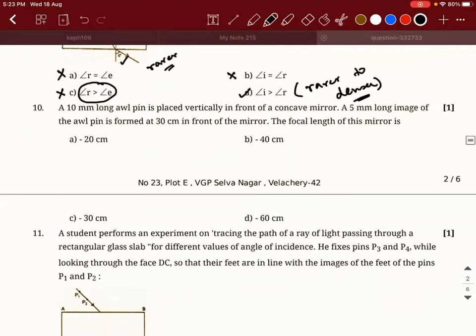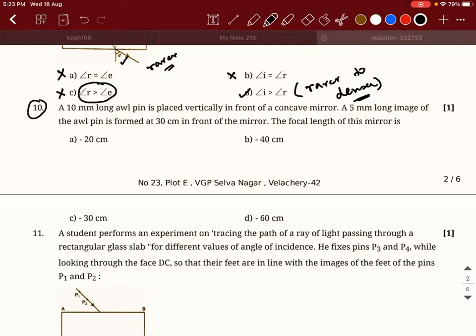Okay, sir. 10th one. A 10 millimeter long pin is placed vertically in front of a concave mirror. A 5 millimeter long image of the pin is formed at 30 centimeter in front of the mirror. Find the focal length of the mirror. Guys, I'm leaving this part to you. Do it. 1 minute time. Do it fast.